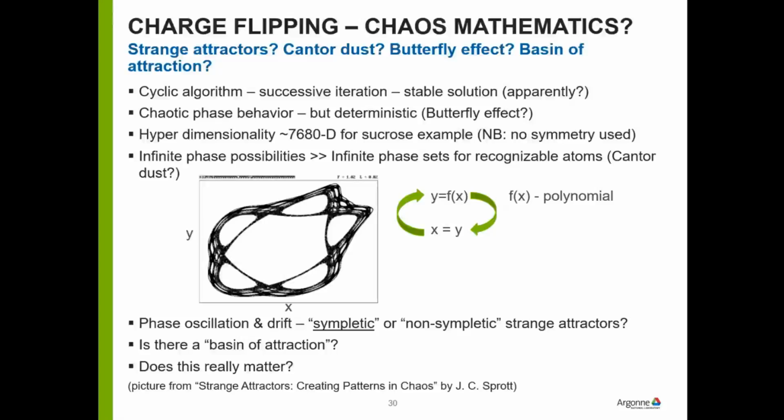The next question is that if you shift the starting position a little bit, how close does it come back to the starting position? Or does it simply go off somewhere else? And that's got to do with basin of attraction. And of course, the last question is, does it really matter? Well, yes, it does, because in a sense, this is how you can understand how charge flipping is actually working. Because it's not magic, it's chaos.